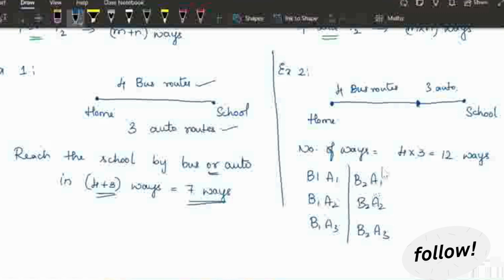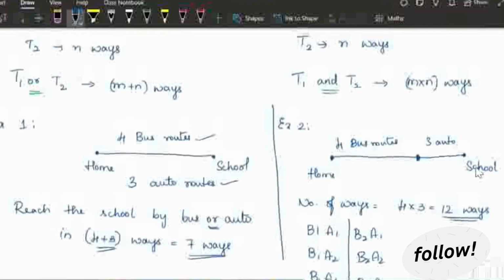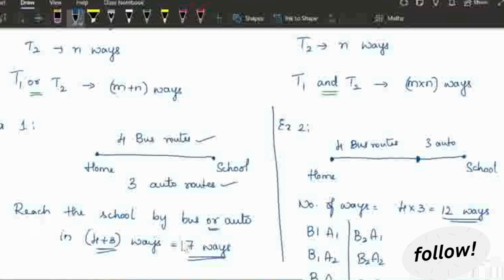So like this, if you write 3 different auto choices for each of the bus, you will get 4 into 3, 12 different possibilities like this. So that is your multiplication principle. So basically what you have to do is, whenever you have subtasks, just think, is it this or that, or it is both this and that?